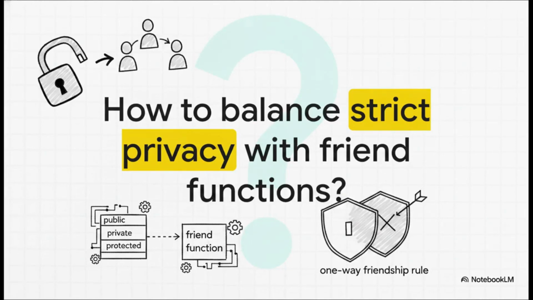Whether you're using a friend class or a friend function, the core takeaway is the same. It gives you, the developer, the power to bypass strict privacy rules when the architecture really demands it. Just remember that one-way friendship rule and the encapsulation paradox for your exams.